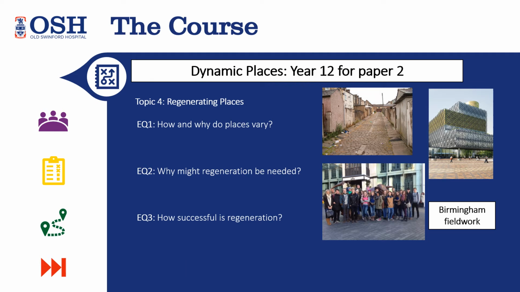For paper 2 as well, you'll be looking at regenerating places, and a really good example to look at for this would be Birmingham. Birmingham, which had a reputation 20, 30 years ago as being quite dilapidated, quite run down, and how successful the regeneration has perhaps been in the different quarters of Birmingham and this quarter idea that they had. You'll look at different examples, and there will be field work as part of that. You can see that they've got some of the geography students there by the Bull Ring.